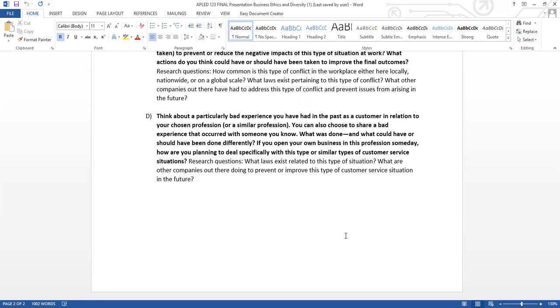And then you can start researching. Was that legal the way that it was handled? Maybe it was legal. Are there other businesses out there who handle that type of situation differently or handle it better? What are some other practices that are going on maybe in other states? Maybe other states do have laws about it. You see what I'm saying? So there's so many different directions you can go with some of these.